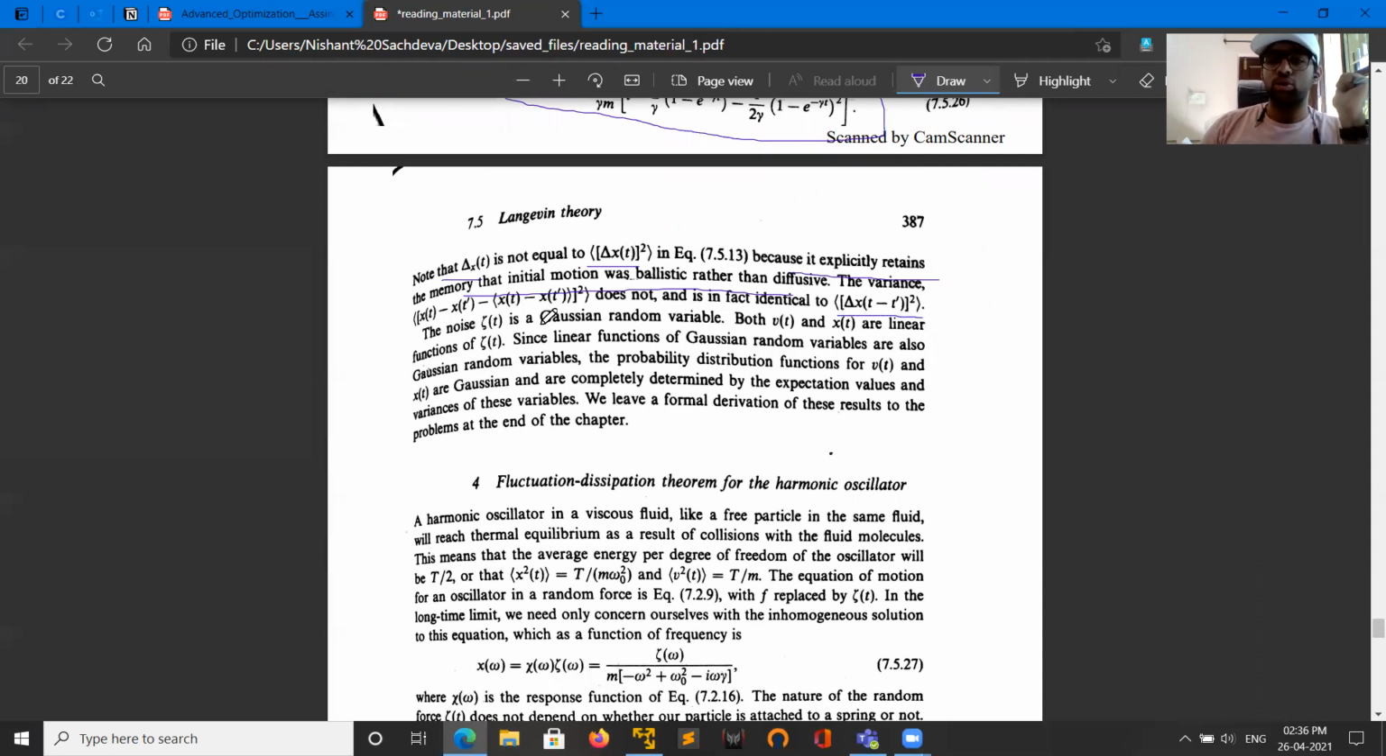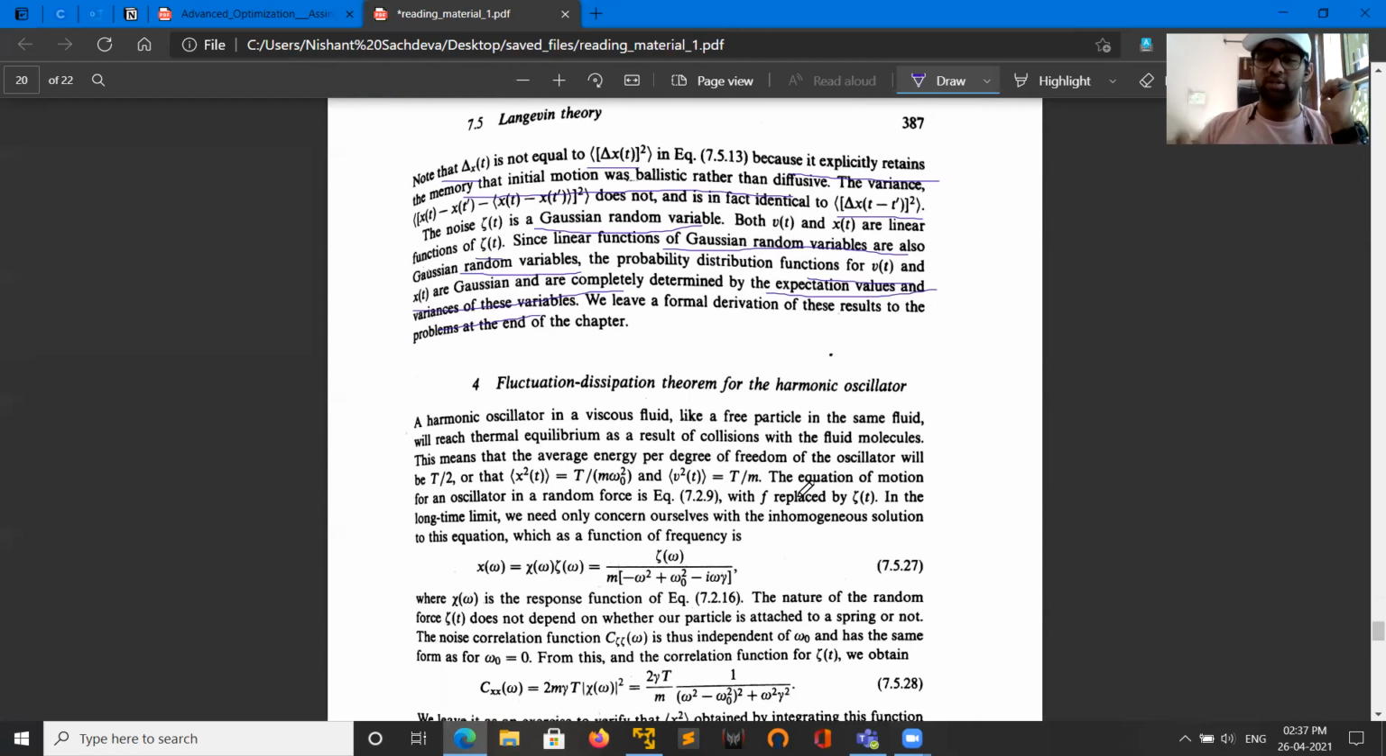The noise tau of t is a Gaussian random variable. This we discussed before, and both v of t and x of t are linear functions of tau of t. Since linear functions of Gaussian random variables are also Gaussian random variables, the probability distributions for v of t and x of t are Gaussian and are completely determined by the expectation values and variances of these variables. We leave out a formal derivation of the results. So that's also what they are doing. That's what we'll do.